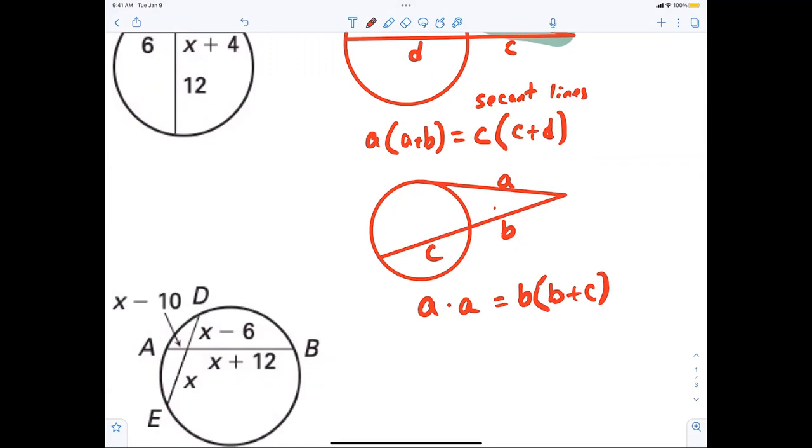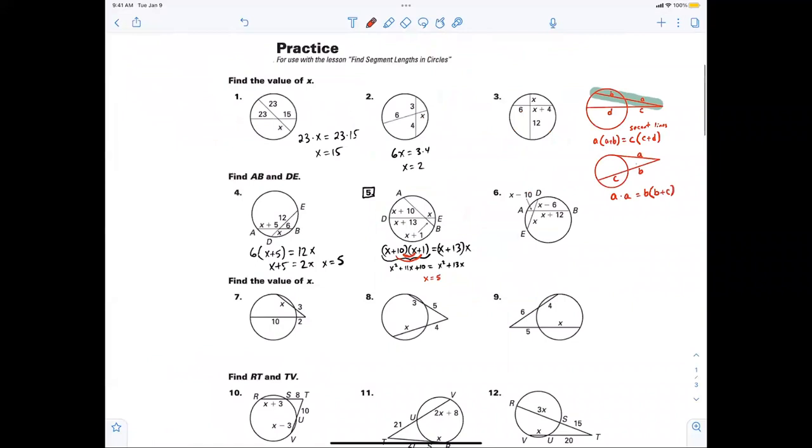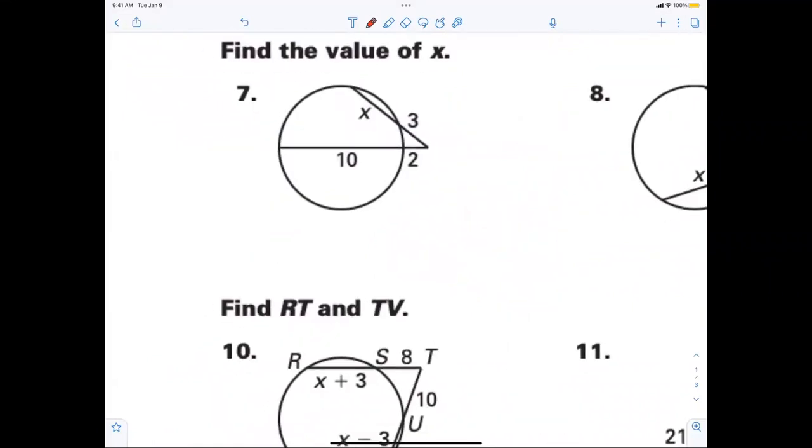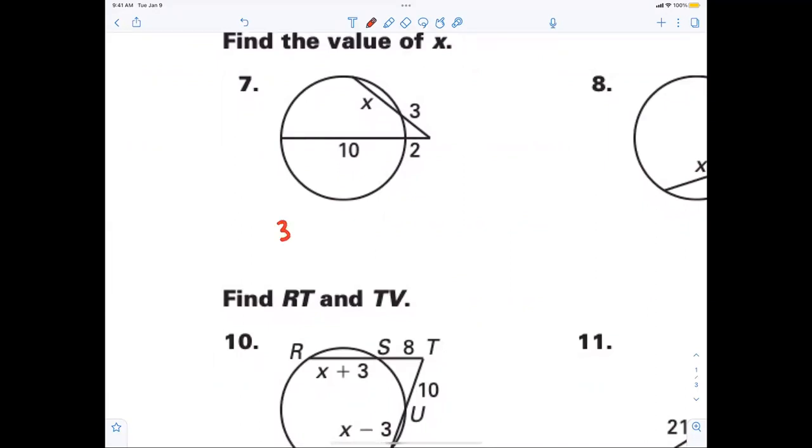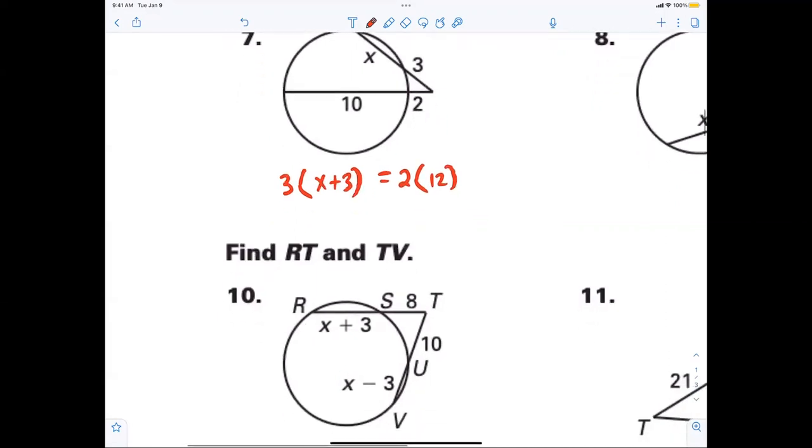Anybody have any questions? Kind of like the other one. Now it's just, can I plug in the numbers? That's all I'm asking you to do. So number 7, what's the outside? What's the whole length? I would say X plus 3. It doesn't matter, right? Equals the outside times the whole thing, 2 plus 10, which I'm just going to call 12. Now, am I distributing the 3? No, I'm dividing by 3. So practice your mental math, and then tell me X is equal to.